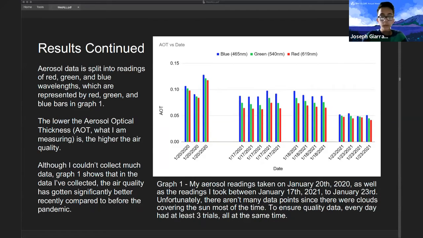The left bars are from January 20th, 2020, and the bars on the right are from January 17th, January 18th, and January 23rd. And there aren't many data points because, like I said, there were clouds covering the sun a lot of the time. Also I had school, so it was hard for me to take measurements. But to ensure quality data, each day had at least 3 trials, although most of them had more, and they were all taken at the same time. Next slide, please.